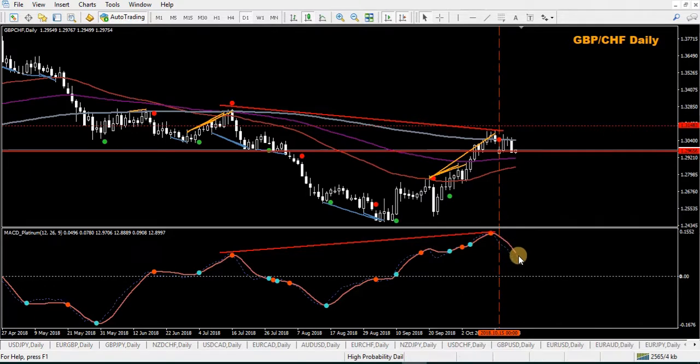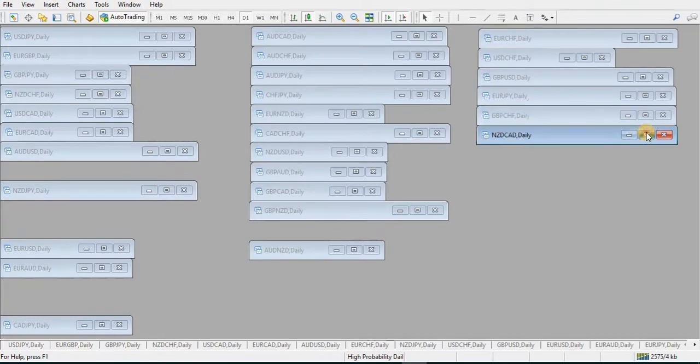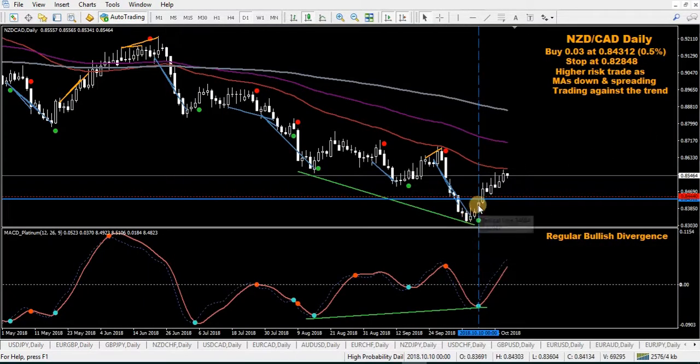MACD is turning down nicely, so hopefully it'll head down also. So new sell on the pound Swiss. I might have said buy before, I meant sell. And New Zealand CAD in a buy here this morning. Price has got up and last night touched the 50 EMA.